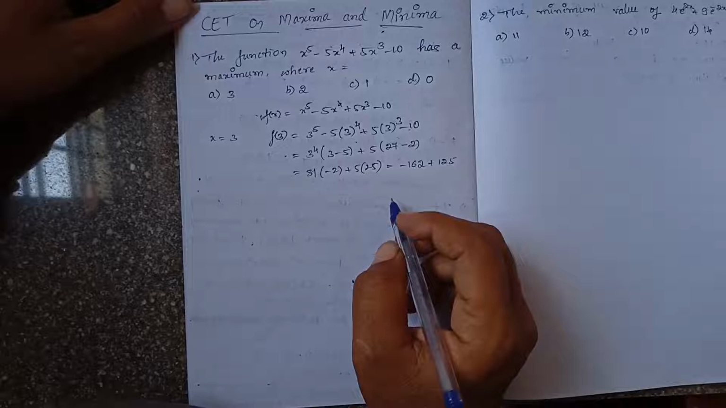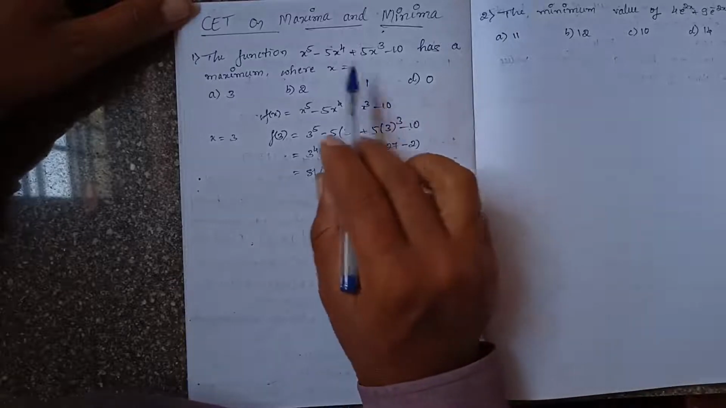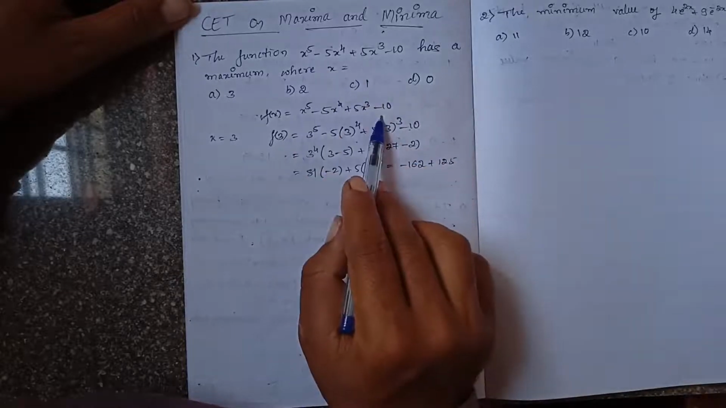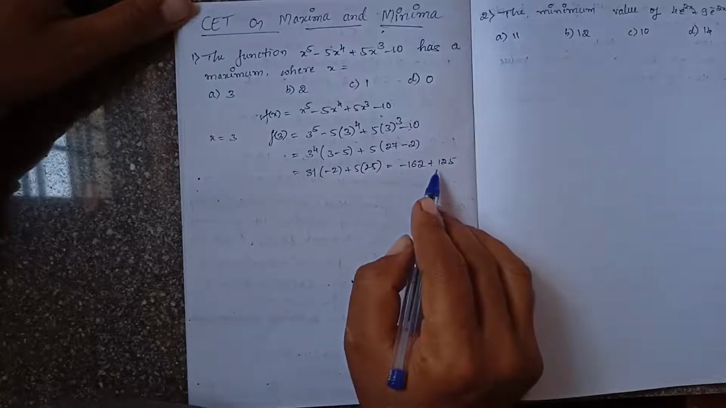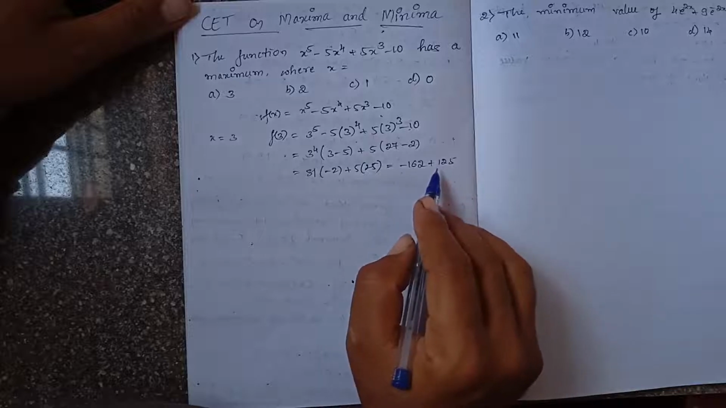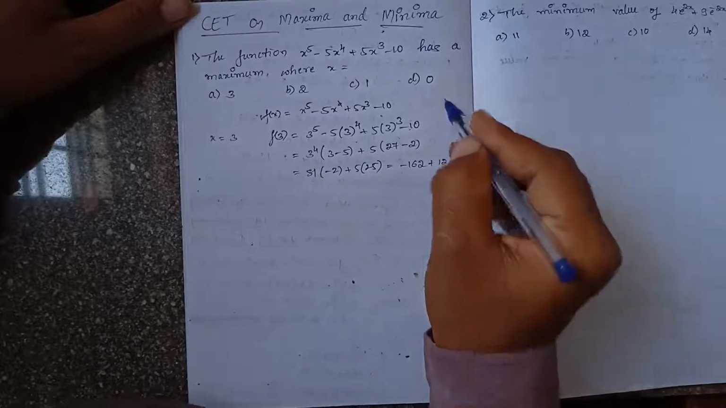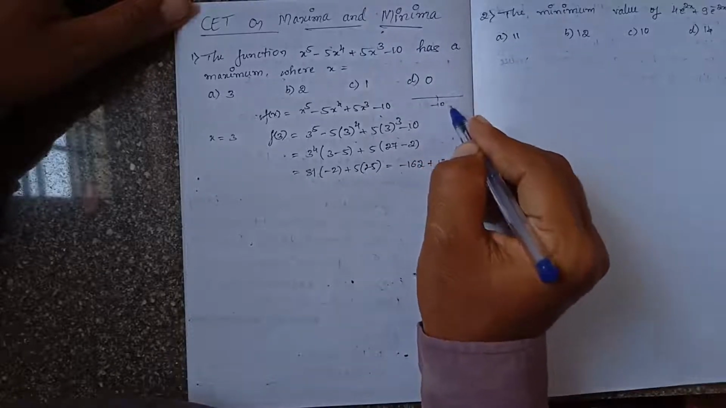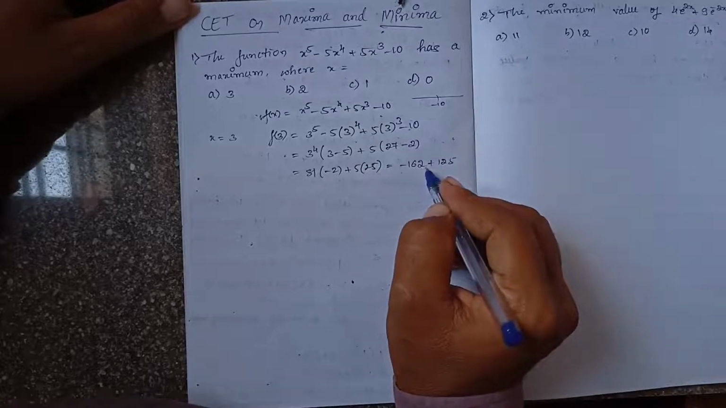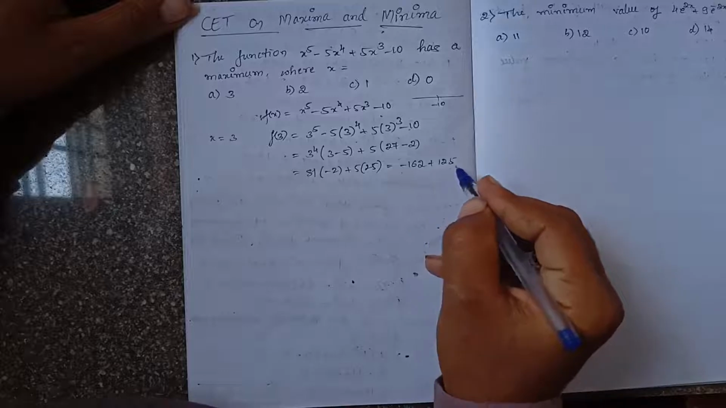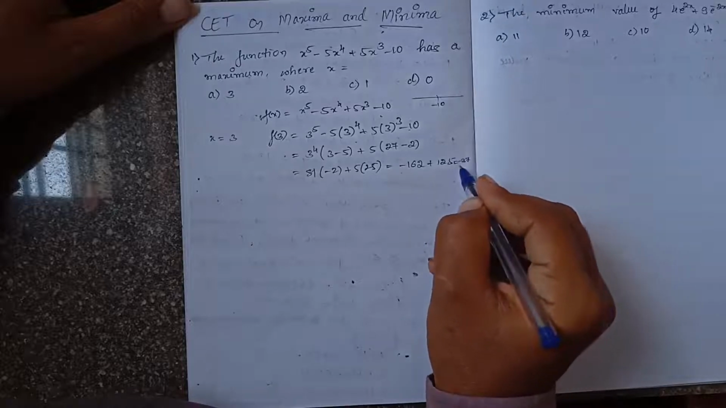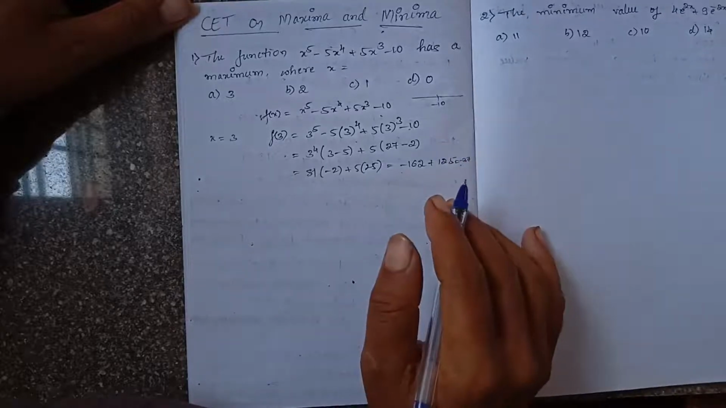One thing you may observe: when you substitute x is equal to 0, the function value will be minus 10. But here the value will be lesser than minus 10 on the number line. Somewhere here will be minus 10, and here minus 162 plus 125, so it will be around minus 37. You can check it, it is lesser, so I need not worry about it.